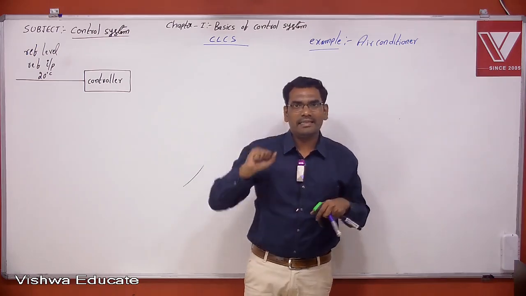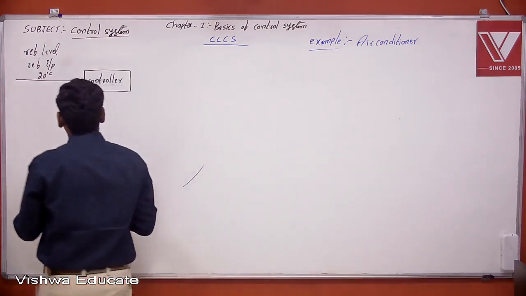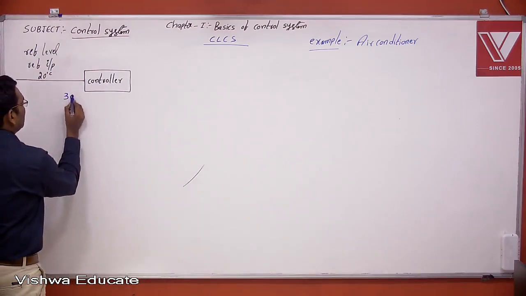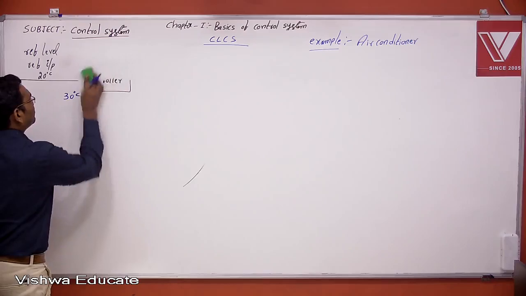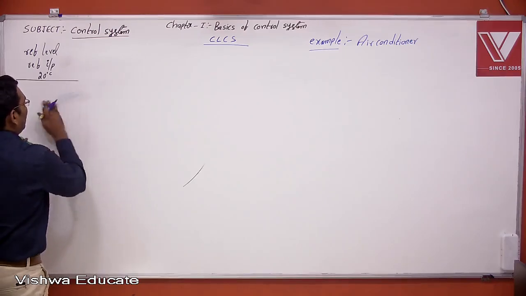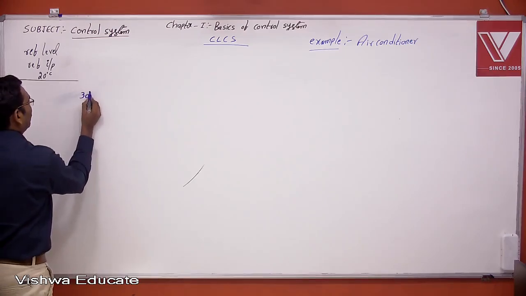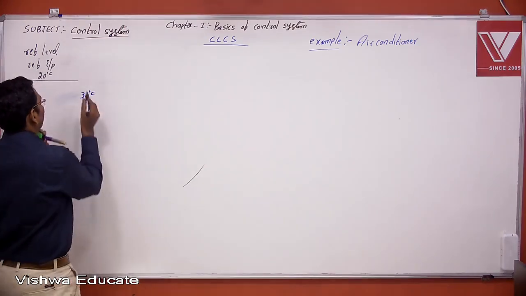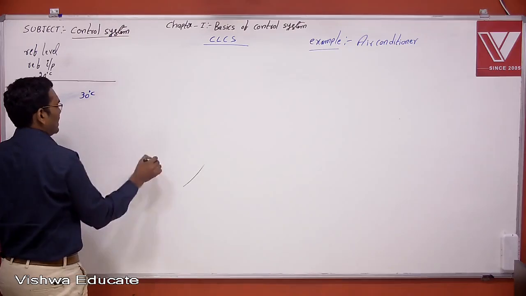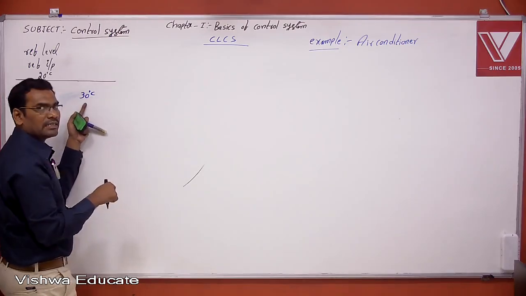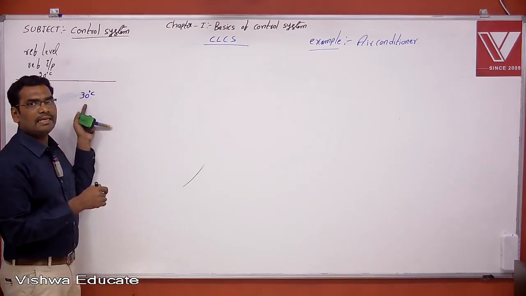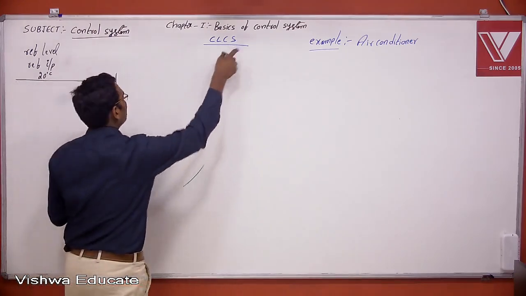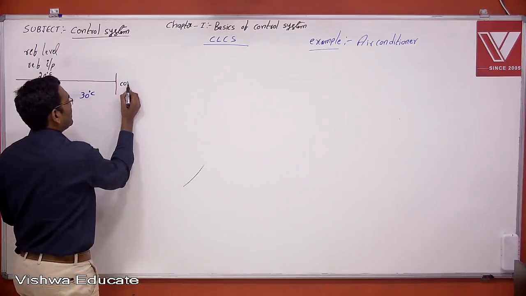Let us say the actual temperature of this particular room is 30 degrees centigrade. The sensor is sensing that the temperature is 30 degrees centigrade. But this is a control system. Therefore, there is a controller.